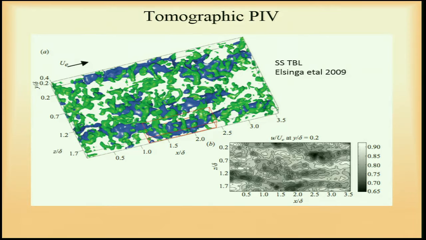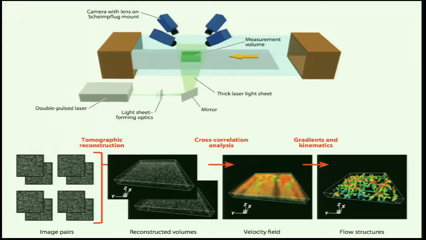So, another picture, a drawing showing the different steps and the sorts of fields that you hope to get and can get out of it. So this is a flow in a channel, and you see all sorts of eddies, look like hairpins, and I'll talk more about that later.